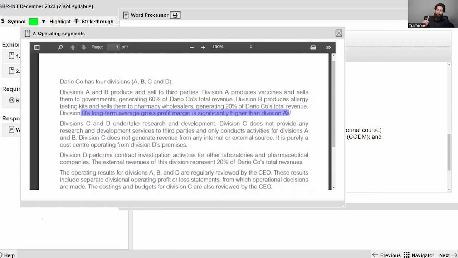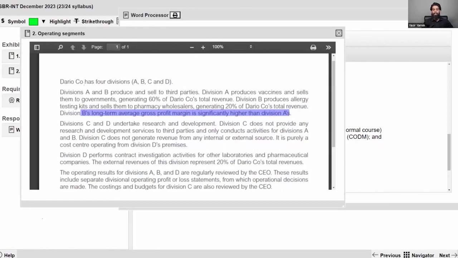But still, Hadia, there is at least one condition still to be met. There is one condition which still needs to be met. What is that? Yes, the CODM requirement. Let's see.